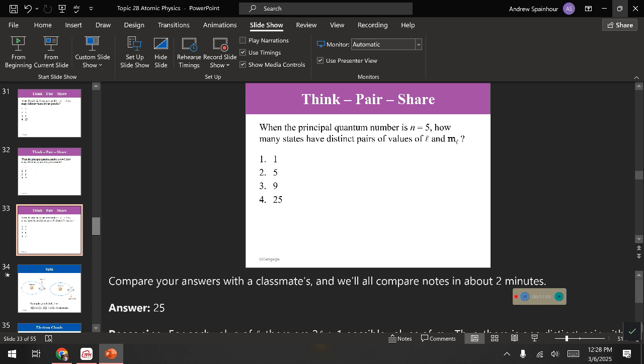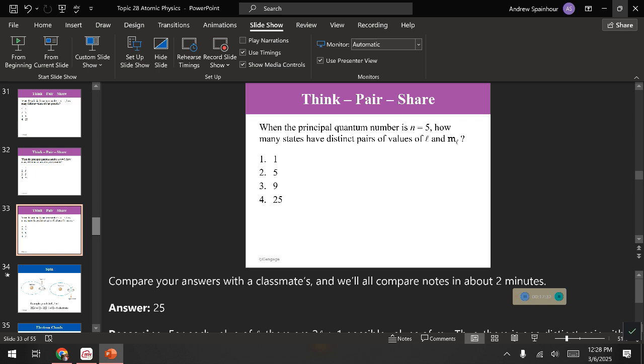So now N is 5 and the next possible option is 1. How many possible ML values are there? 3, for a total of 4. Now we go to L equals 2. How many possible options are there? 5. So now we're at 9. Next possible option is 3. How many possible options are there? 7. So now we're at 16.